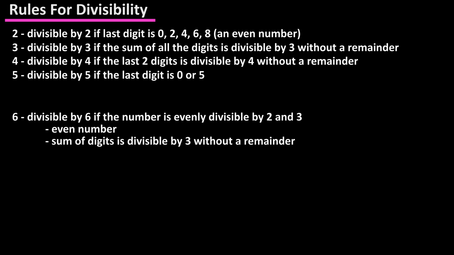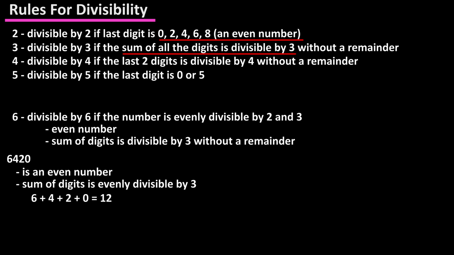A number is divisible by 6 if the number is evenly divisible by 2 and 3. So looking at our chart, the number must be an even number. That is, the last digit must be 0, 2, 4, 6, or 8. And the sum of the digits must be divisible by 3 without a remainder. So the number 6,420 is evenly divisible by 6 because it is an even number. The last digit is 0, and if we add up all of the digits, we get 12, which is evenly divisible by 3, no remainder.